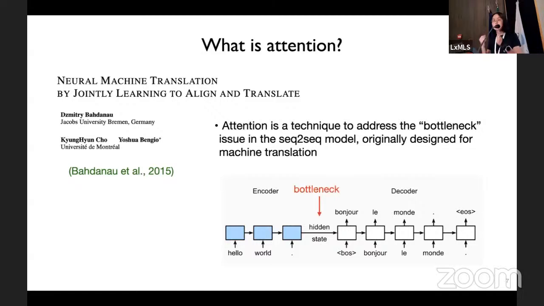So here is the bottleneck problem: you have to compress all the information of the source sentence into this one single vector. You have to do this compression and start from there. You start doing the generation and the decoding token by token.